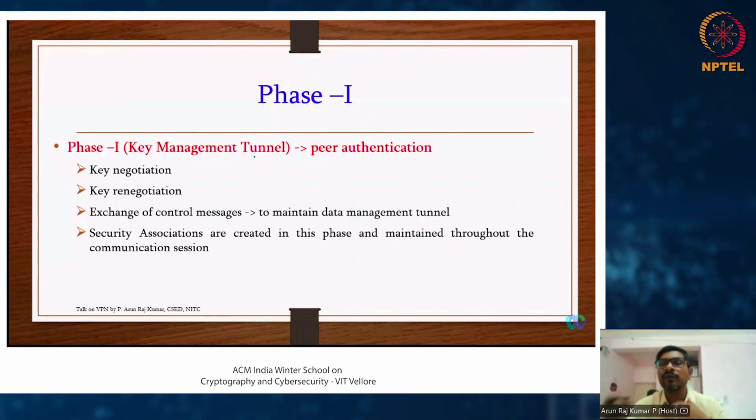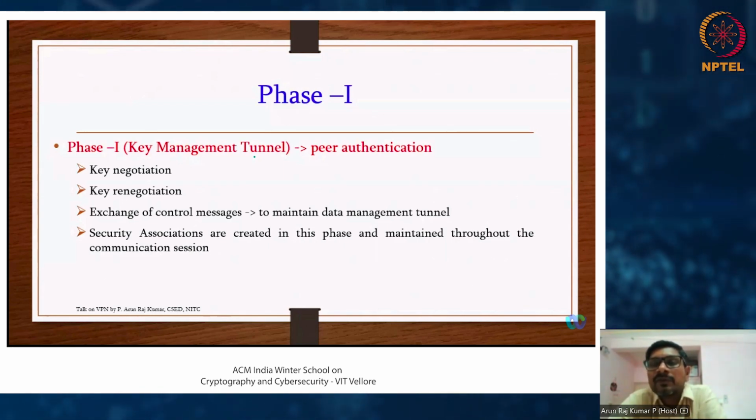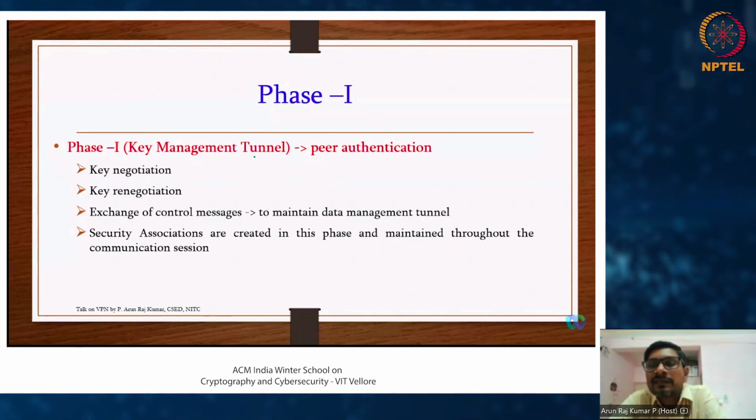What kind of key are we going to use for the data communication? Because there is a next phase called data management. So in this phase itself, we are going to decide what key we are going to use. Once we decide the key, the same key will be used in the next phase, with all the algorithms. Also in this phase one, we are creating the security association. We'll see in the next slide what is meant by security association.